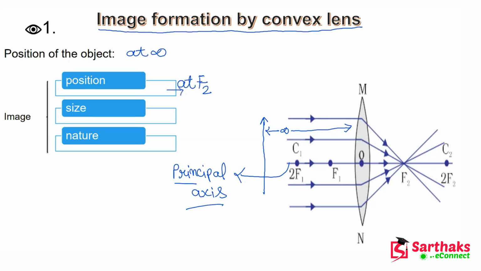Now guys, let's talk about the size of the image. In this picture, you can clearly see that the size of the image is very small. For small sizes, we write diminished. In this case, this is a highly diminished image. Highly diminished means very small, and we can say it is point size. I hope you got my point.